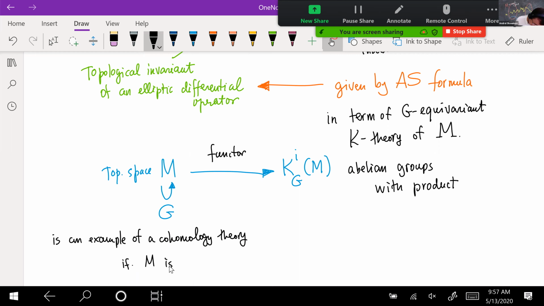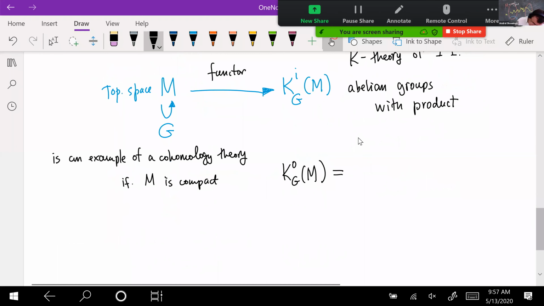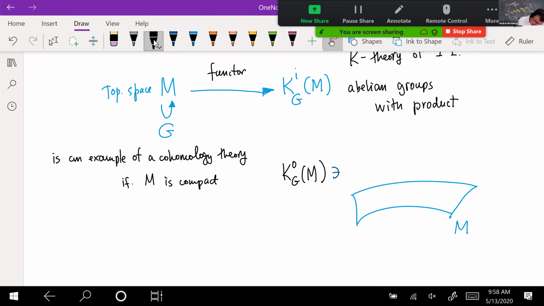If M is compact and Hausdorff, then K_G^0 of M is the group of, so this is like representations of G but indexed by points of M. What is an element here? I had my manifold M, and it had an action by G. So if I had some point m, I could take gm. And now I'd like a vector bundle over this.